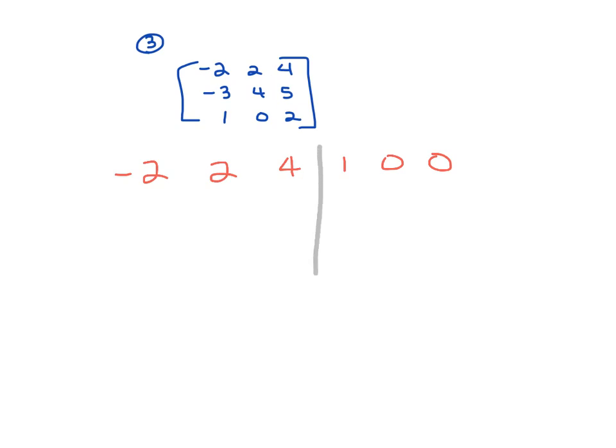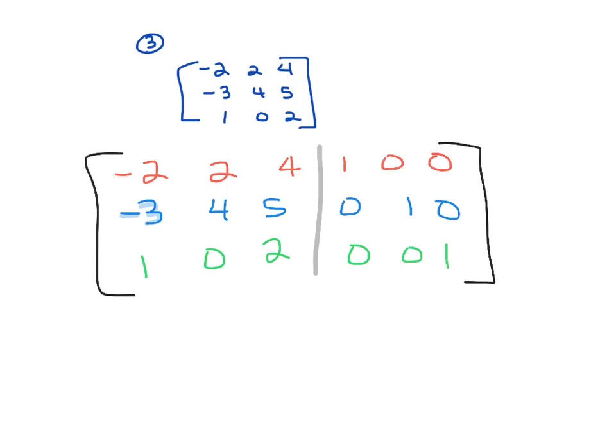Then row 2 will be negative 3, 4, 5, 0, 1, 0. And then the last row, 1, 0, 2, 0, 0, 1. So again, our goal is to get the left side of that gray line to turn into the identity matrix. So again, the first number I need to take care of is changing this negative 2 to make it become a 1.